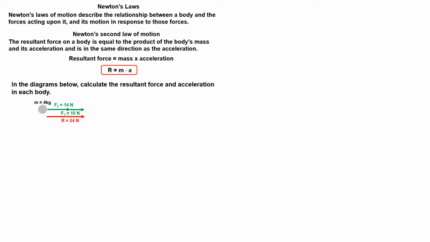Take the formula that expresses the second law to calculate the acceleration. Replace R with 24 and m with 4 and solve for acceleration. The magnitude of the acceleration is 6 meters per second squared, and it points in the same direction as the resultant force. So the body would move to the right.